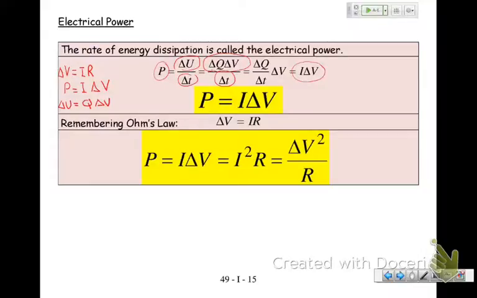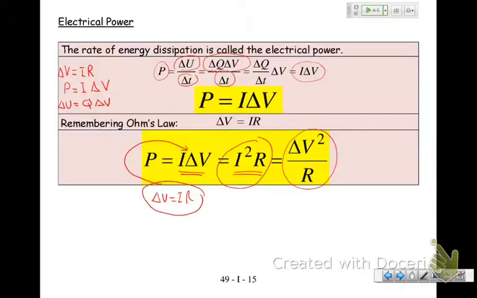So make sure you separate those equations. And I learned this as watts equals volts times amps. Okay. If we remember Ohm's law, then we can say, well, P equals I delta V, which equals I squared R, which equals V squared over R. Again, 3 equations, but there's not really 3 equations, are there? There's really one equation. We're just rearranging it. We're substituting in delta V equals IR into there, and we're getting these guys.